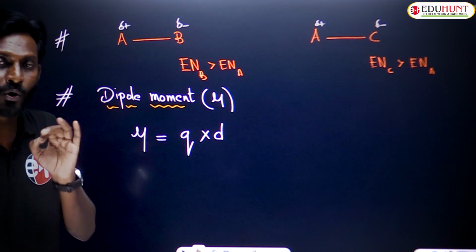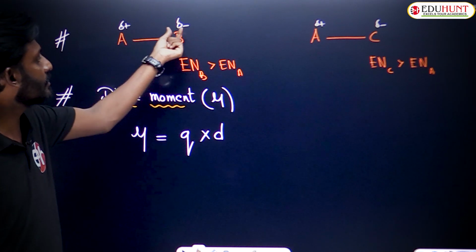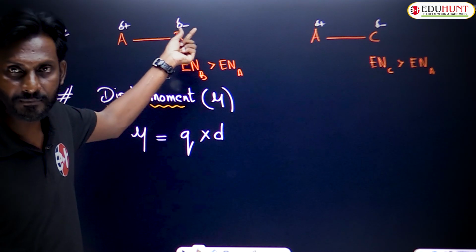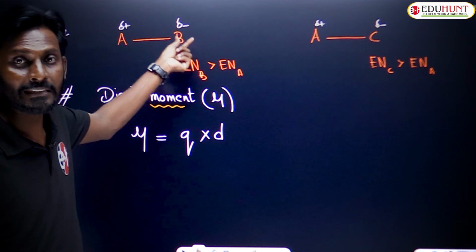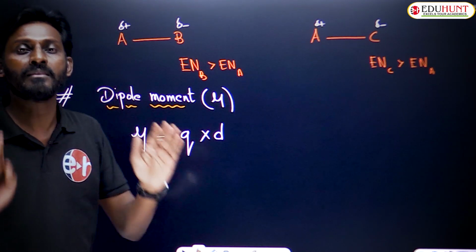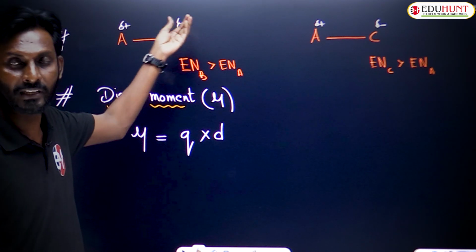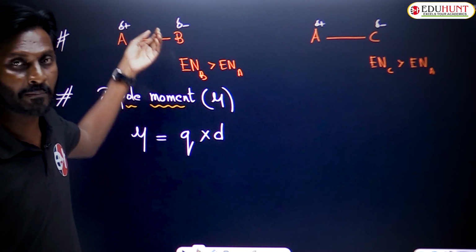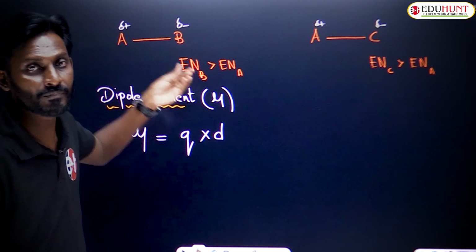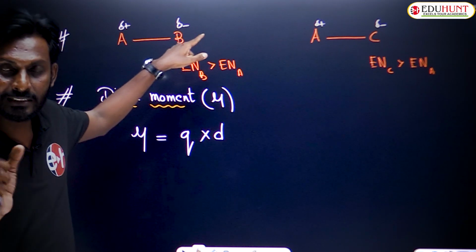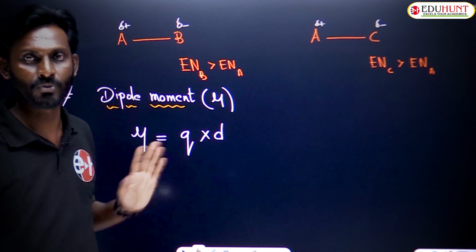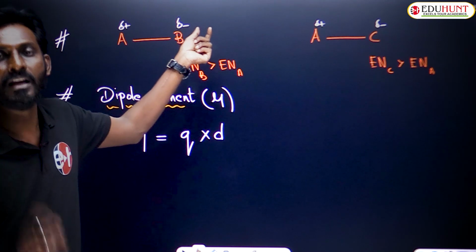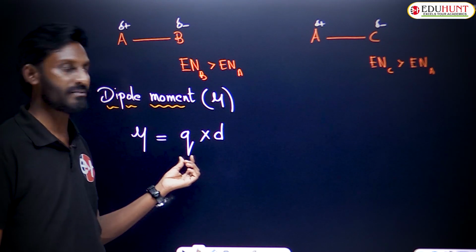The point is, I hope you understood this one. The negative charge, whether it is a small charge or a big charge, present on this atom is the same as the positive charge. That means the magnitude of the negative charge developed here is equal to the magnitude of the positive charge developed here. Only thing is, here the charge is negative, here it is positive. So if Q amount of positive charge is developed here, the same Q amount of negative charge is developed here. We have taken it as Q.